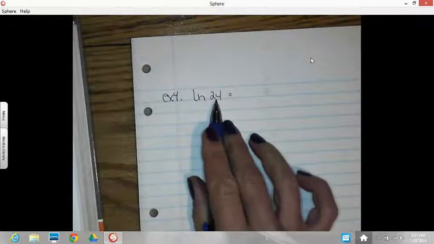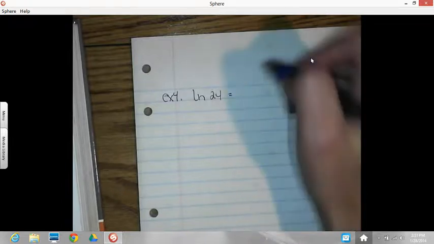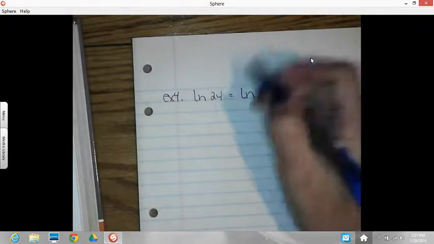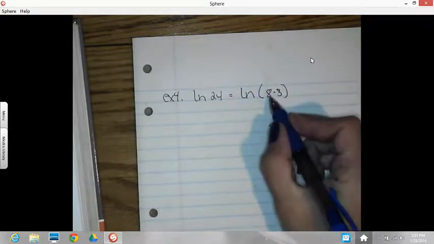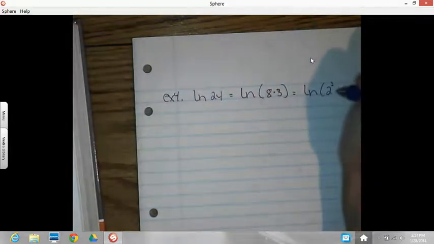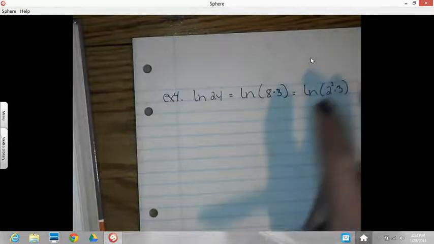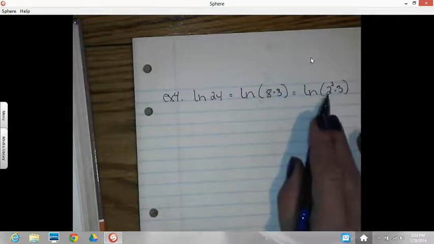So, the natural log of 24. What I want to do is rewrite 24 as the product of something with 2's and 3's. Well, I know 24 is 8 times 3. And I know that 8 is 2 to the 3rd power. So 2 cubed times 3. 2 times 2 is 4 times 2 is 8. 8 times 3 is 24. So I've just rewritten the 24 in terms of 2's and 3's.